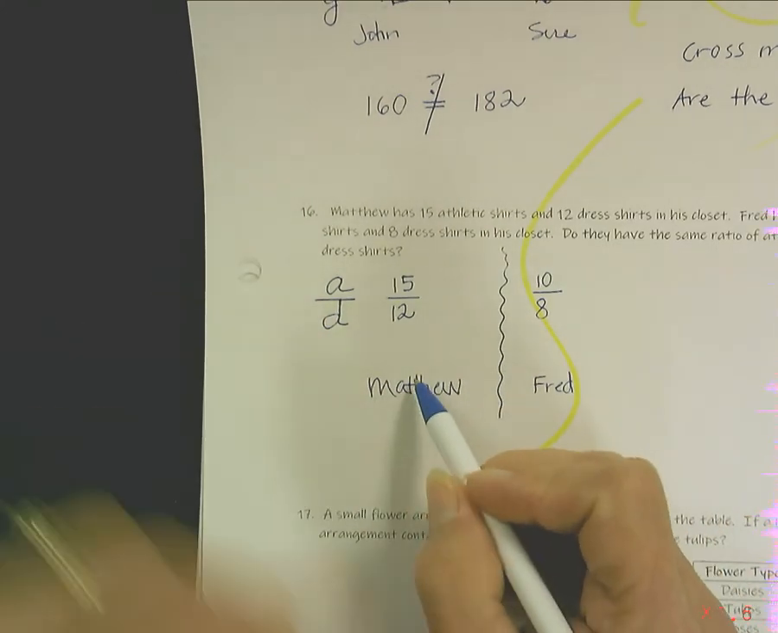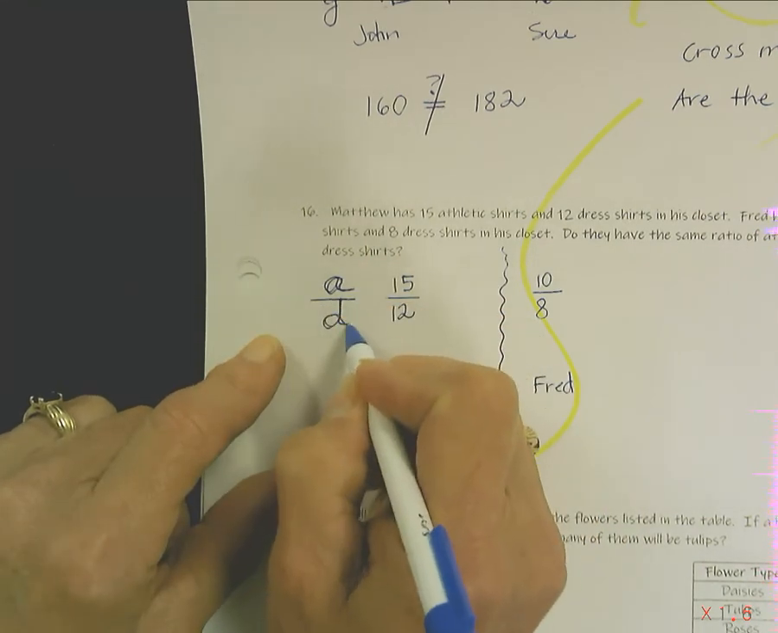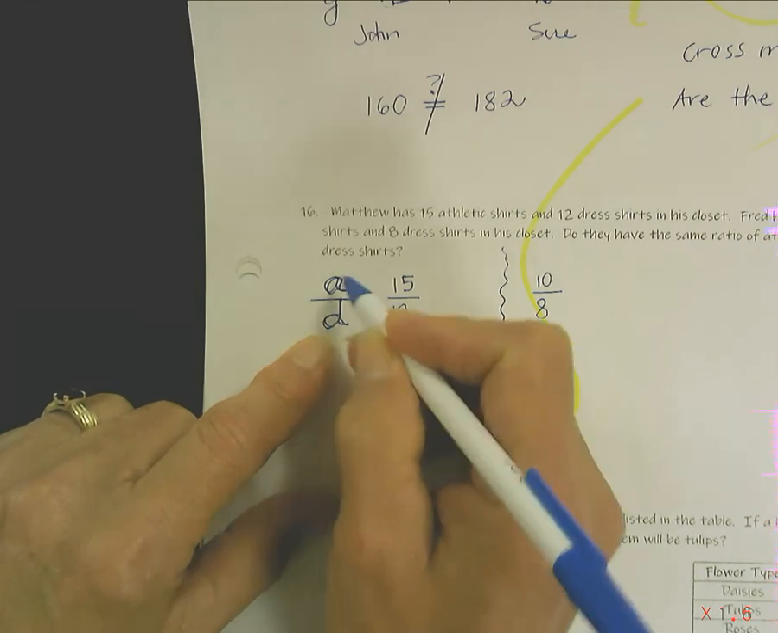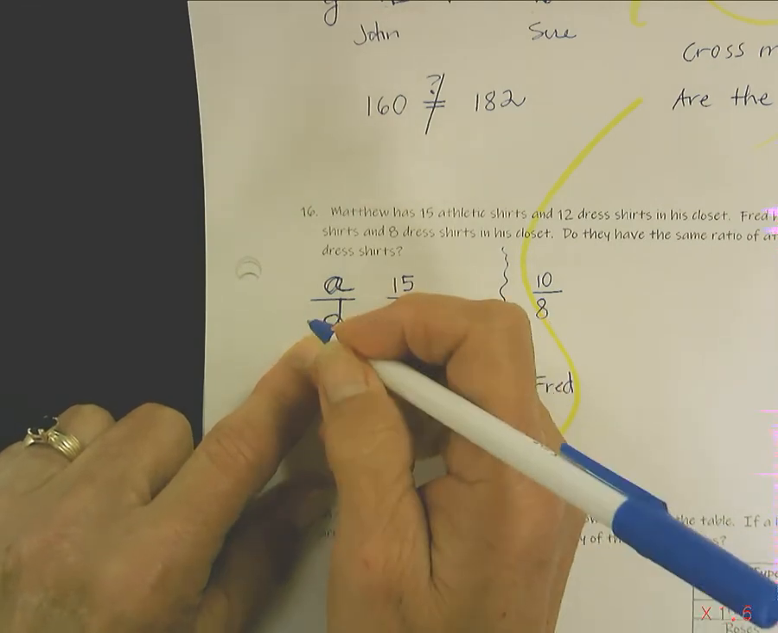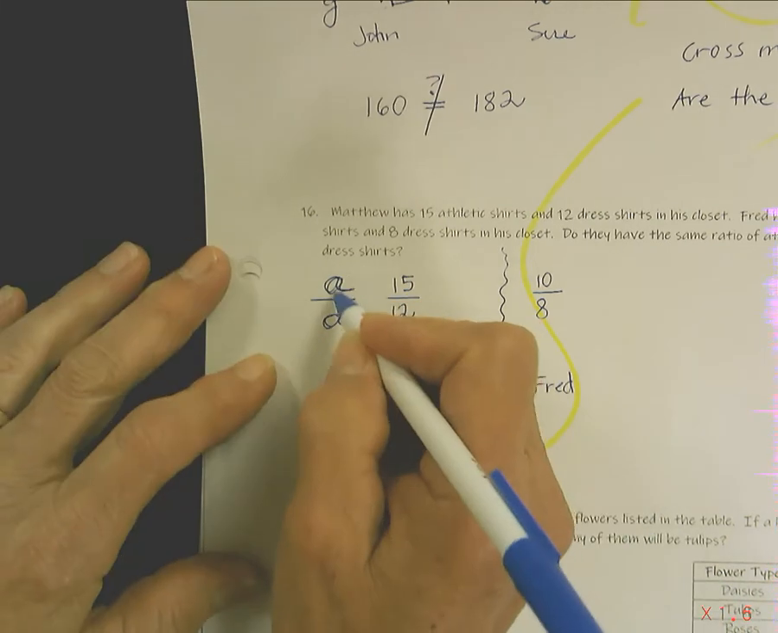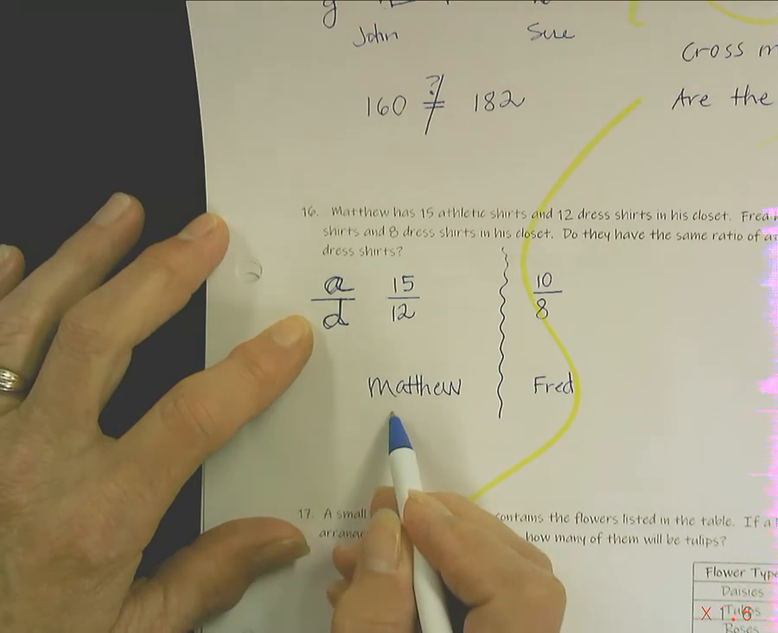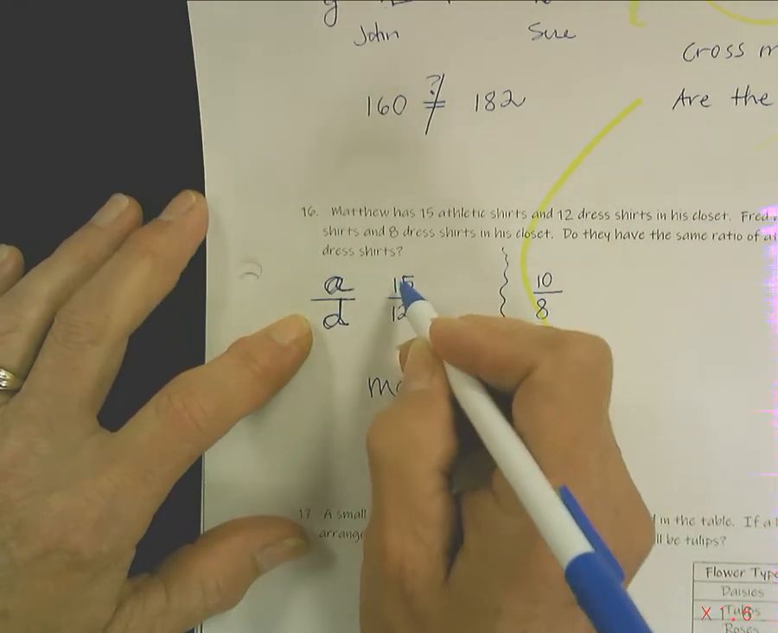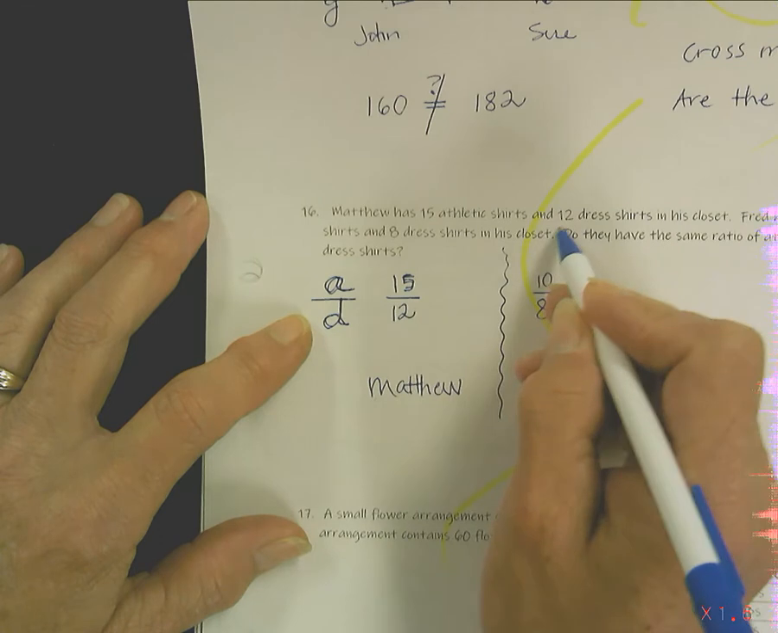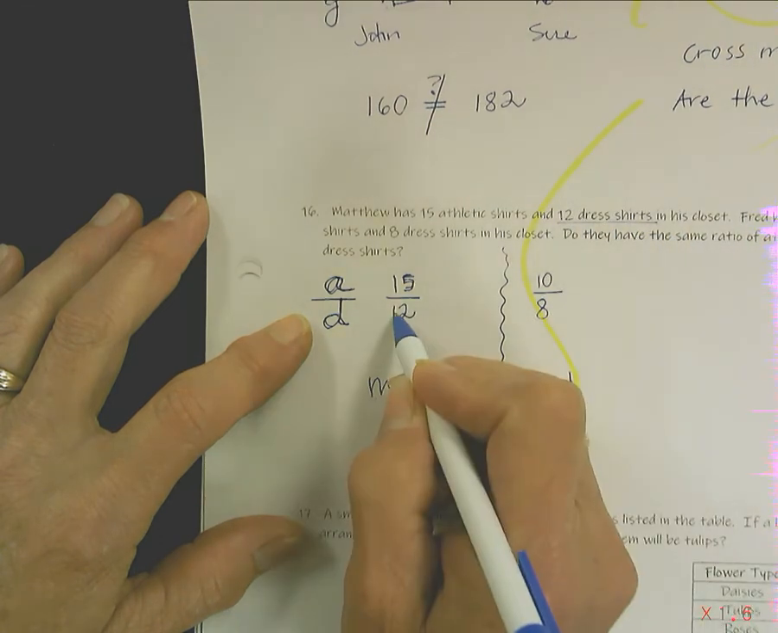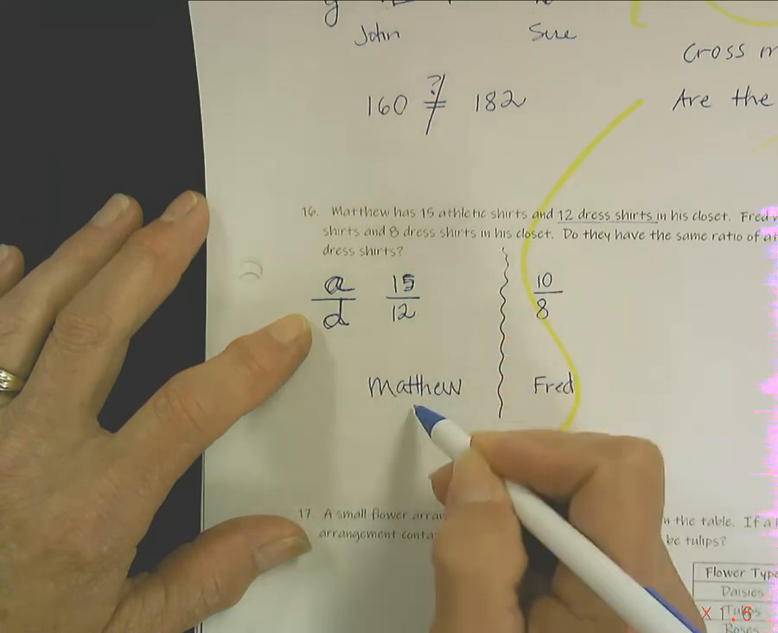So we decided we were going to put athletic shirts on the top and dress shirts on the bottom when we were writing our ratios. That's what this A over D means. You could have put dress shirts on top if you had wanted to, but this is what we decided yesterday. So then thinking about Matthew, we read the problem again. He had 15 athletic shirts, so that went on the top, 12 dress shirts, that went on the bottom. So this is a ratio that shows athletic shirts and dress shirts for Matthew.